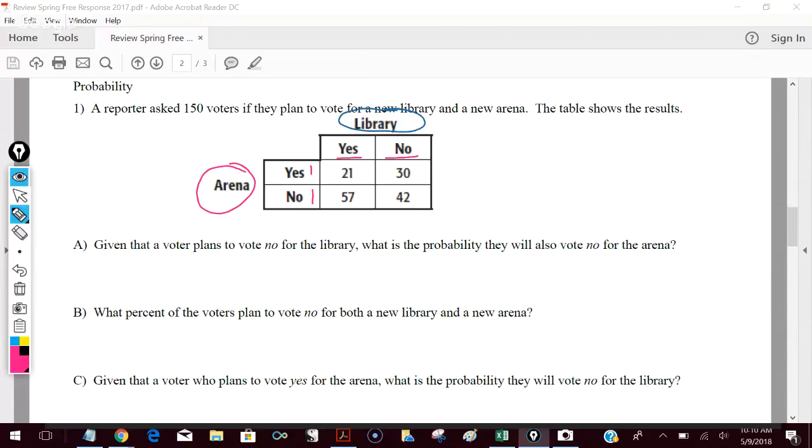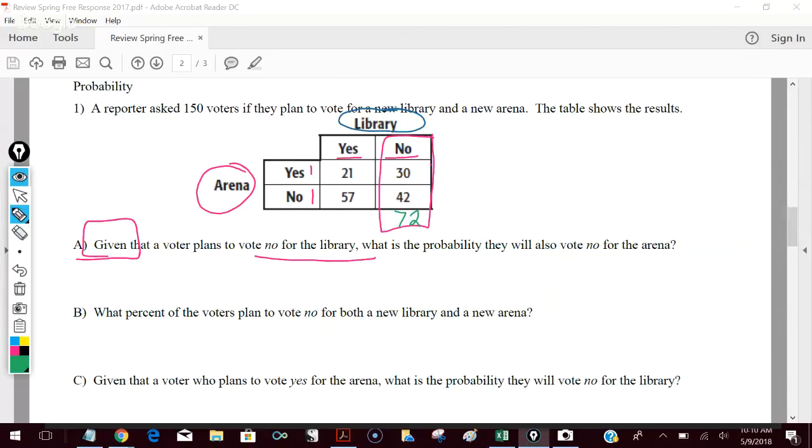So the main word here that's most important is the word no. Given, and specifically given and no for the library. The reason why the word given is so important is because it now limits the questions we're looking at. So here it says given, they vote no for the library. So the only thing I'm going to look at is my library category, and not only my library category, specifically the library category where it says no. So if I look, that is only a total of 72 people.